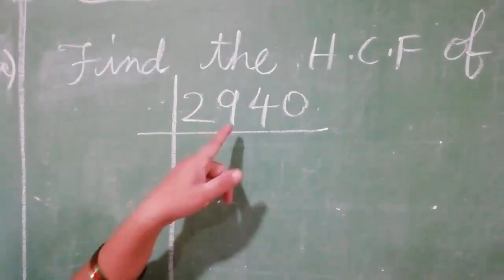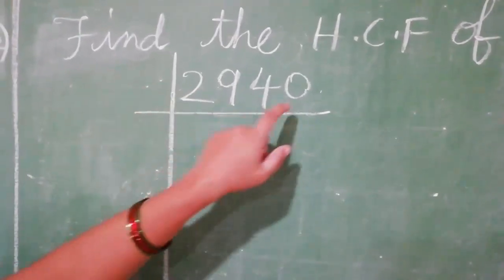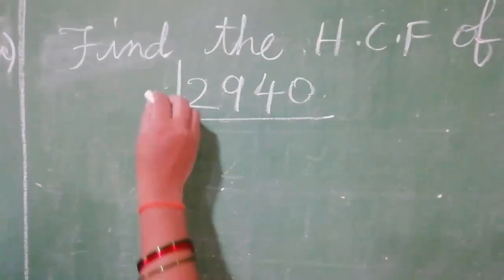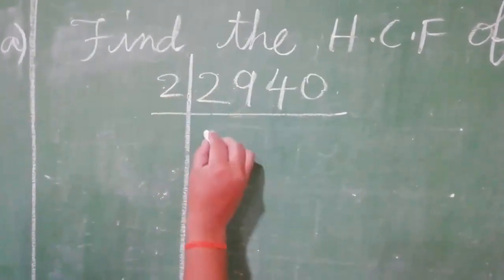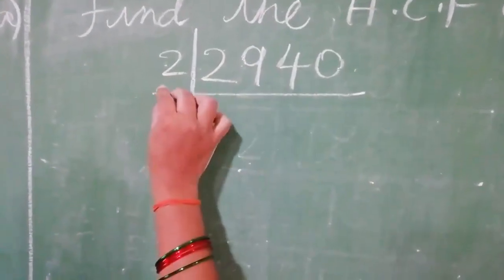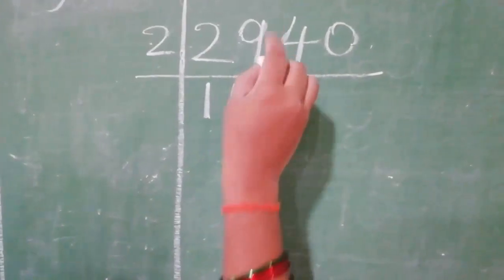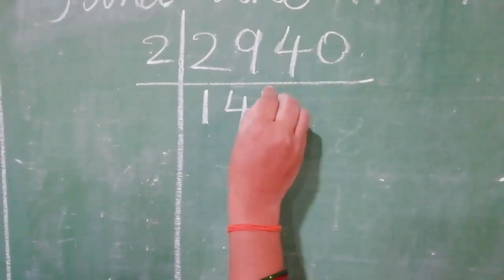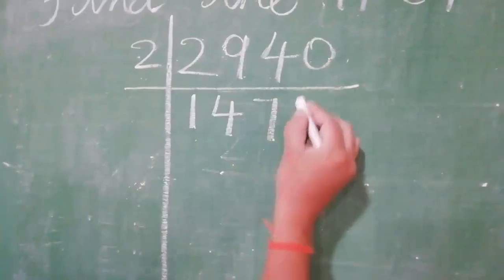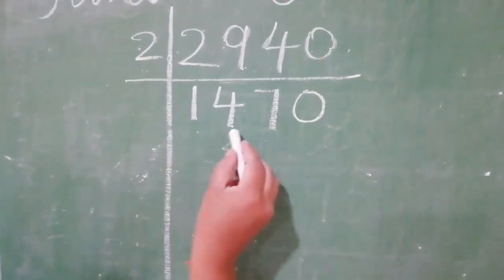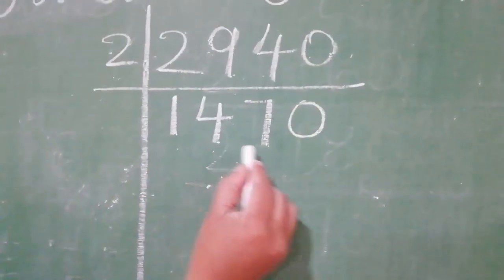Is it divisible by 2? Yes, the number ends with 0. How many times? Check: 2 ones are 2. Next, 9. 2 fours are 8. 9 minus 8, 1. 1 4, 14. 2 sevens are 14. 2 zeros are 0. The quotient is 1470.